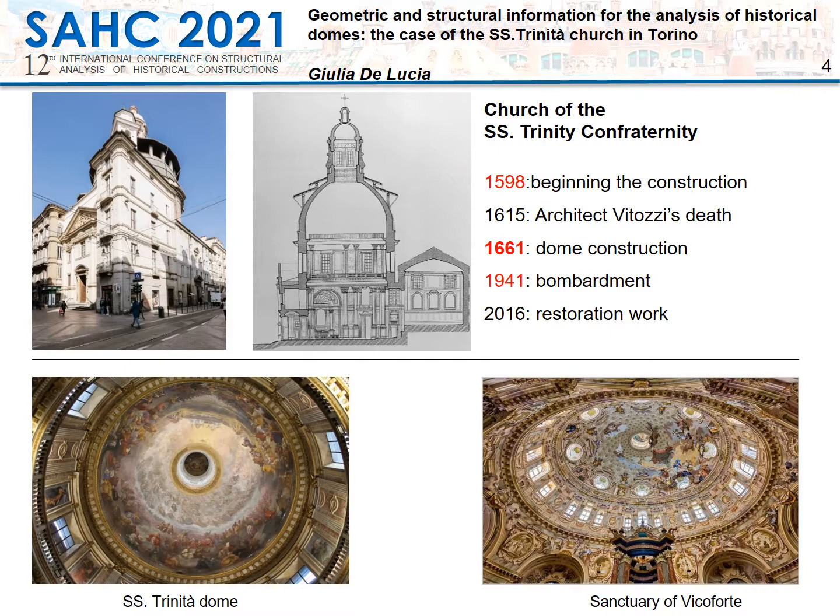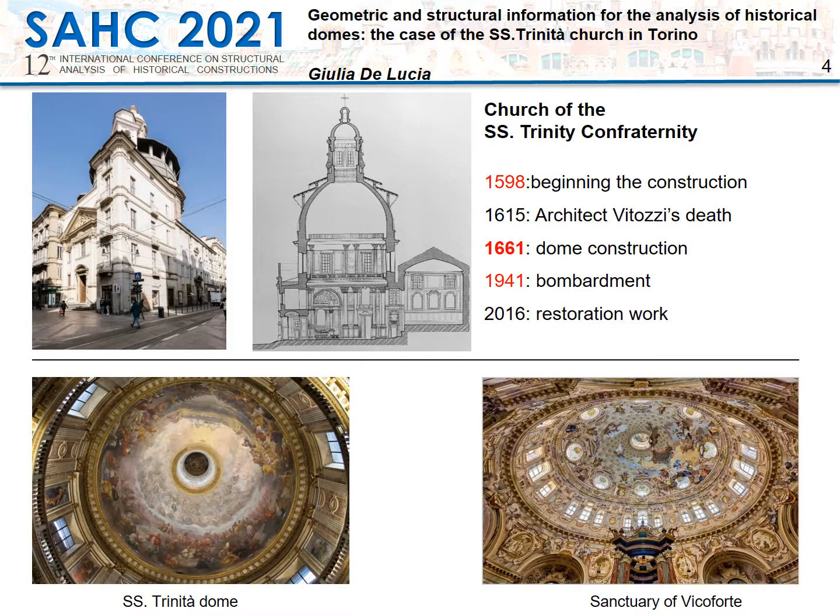One would become the world's largest oval dome, and the other was the first one-shell dome built in Turin until that time, because the previous ones were segmented domes. However, Vitozzi died in 1615, and both constructions were not completed. So, these domes were posthumously terminated.